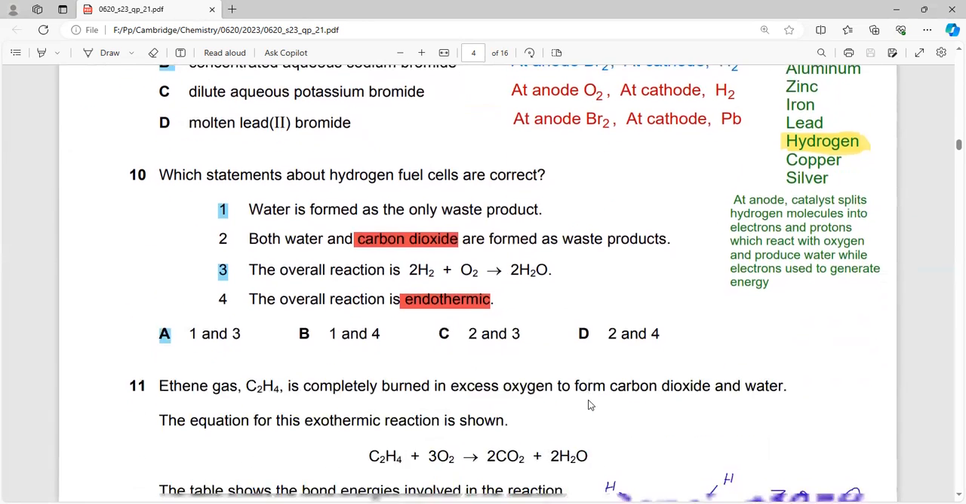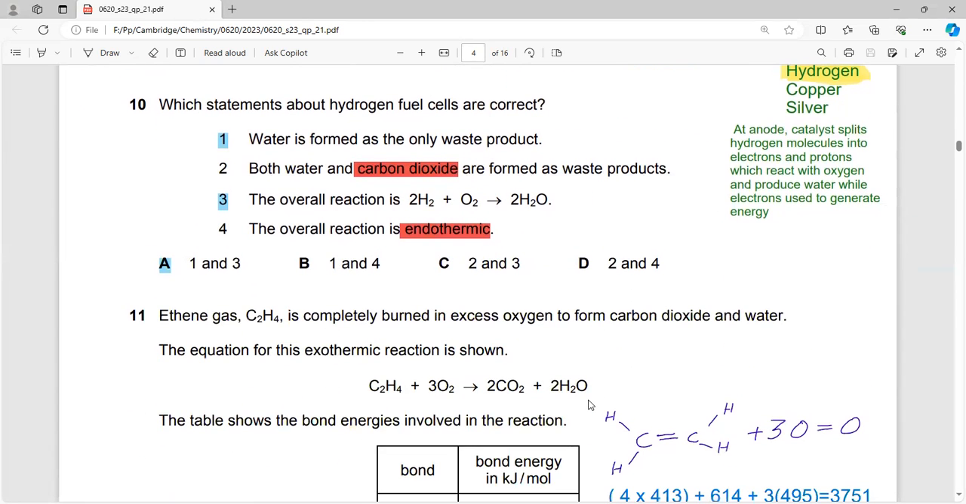We're going to proceed to question number 10. Which statements about the hydrogen fuel cell are correct? So a hydrogen fuel cell is a type of fuel cell which is combining hydrogen with oxygen. By the use of electricity, and it's producing what? The water molecule, and in this chamber, it's producing ions.